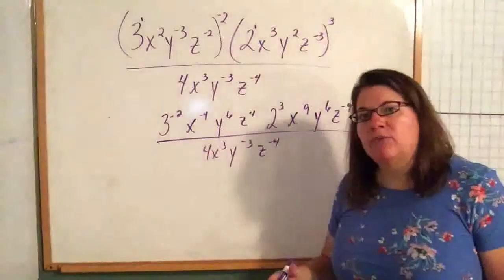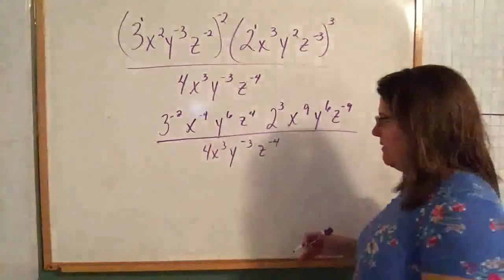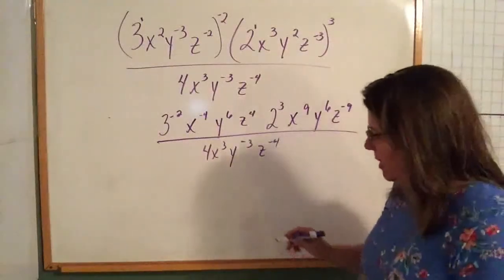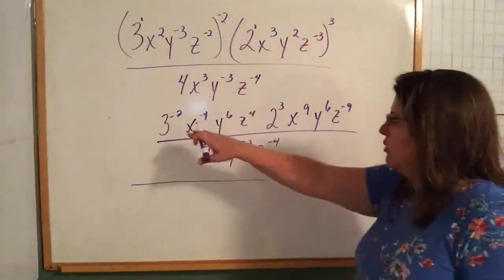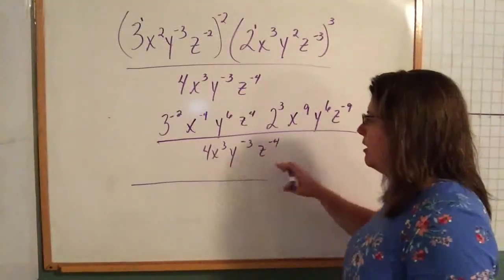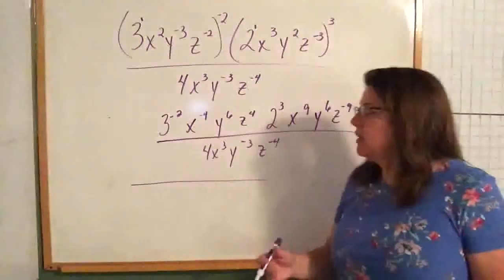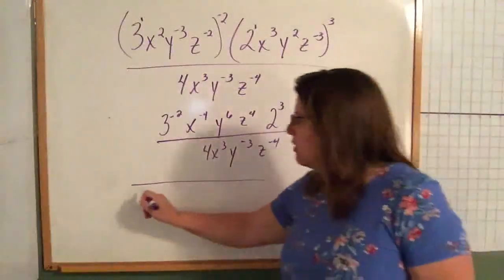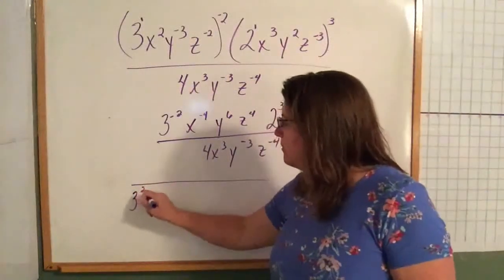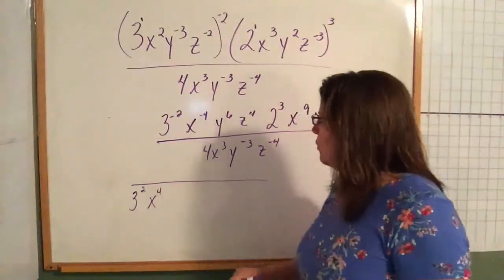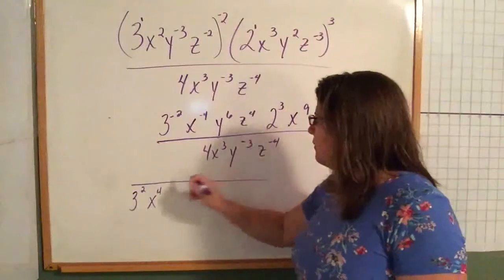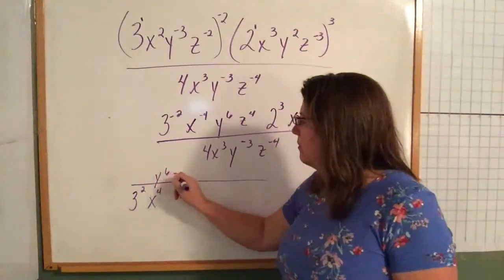Then I need to get rid of my negative exponents. Any negative exponent is going to go to the opposite spot. When I do this, I just go straight across the top and straight across the bottom, putting things where they need to go. So 3 to the negative 2 goes to the bottom as 3 squared. X to the negative 4 goes to the bottom as x to the 4th. Y to the 6th and z to the 4th stay where they are.